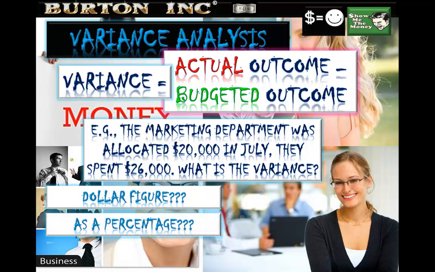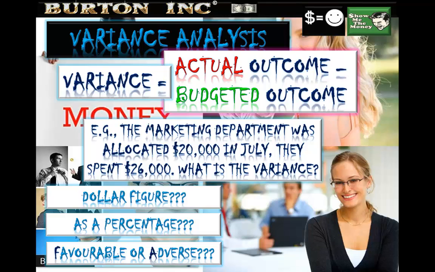An example here, the marketing department was allocated 20,000 in July. They spent 26,000. What is the variance? Now we can do this in three ways, and we might be asked to do it in all three ways in the business and management exam. So we can put a dollar figure on it. Obviously 6,000, overspent by 6,000. We can turn that into a percentage. We spent $6,000 more than our allocated 20,000. Please don't ask me to do the maths there. It's a little over a third. So as a percentage, probably about 38%. It could even be close to 40%.